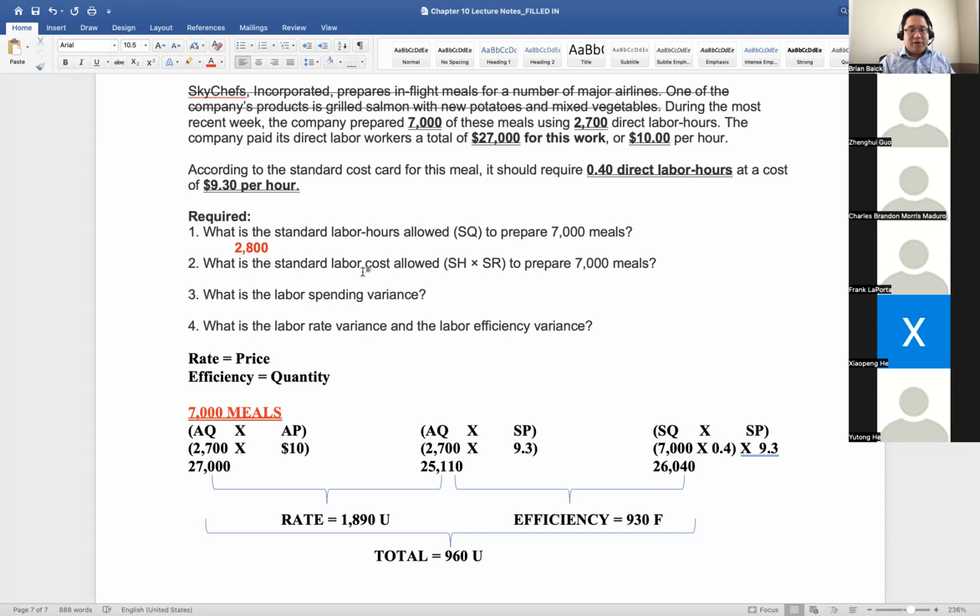What is the standard labor cost allowed? Standard hours times standard rate. You mean standard quantity of hours? Standard rate? Do you mean standard price? Right, I think so. What is SQ times SP? Ah, right here, 26,040.